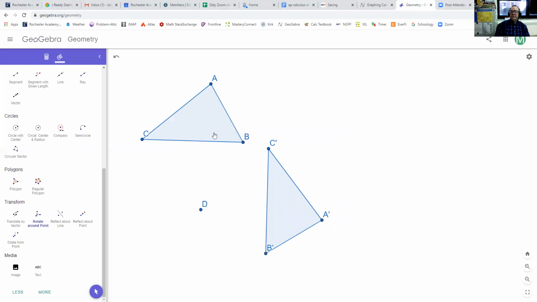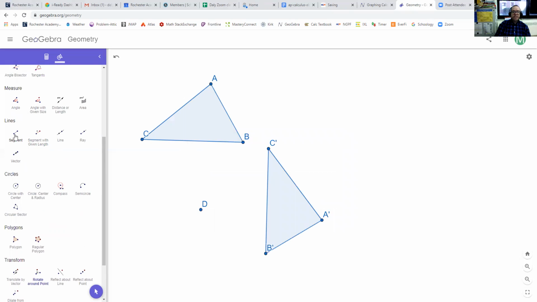And you can see that this is what would happen if we had this on a piece of tracing paper and I held my finger down on the D and twisted the paper by a quarter of a full turn. The triangle would wind up there.